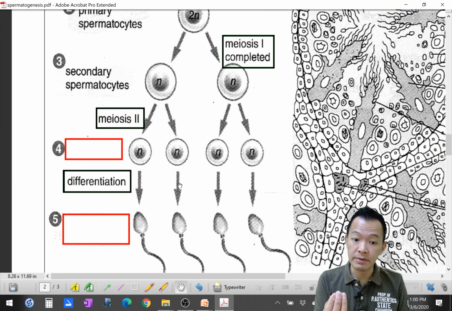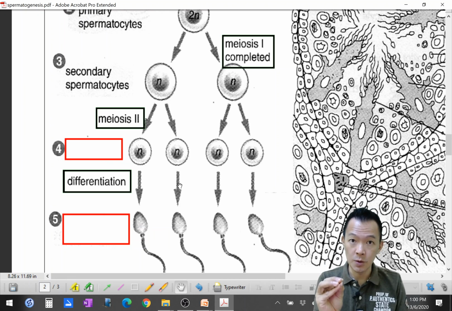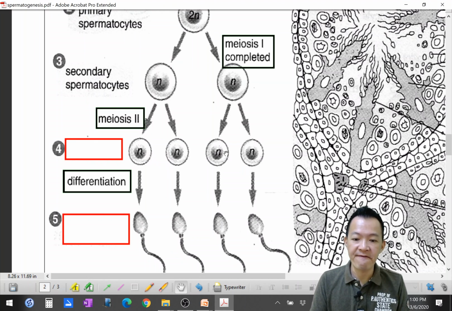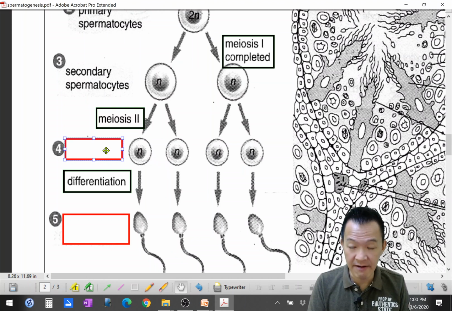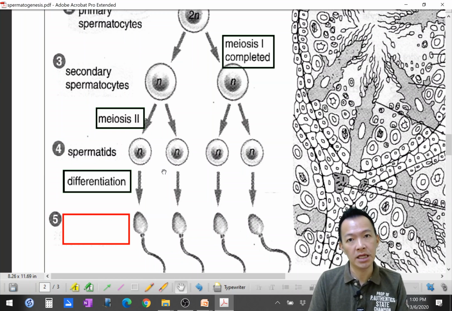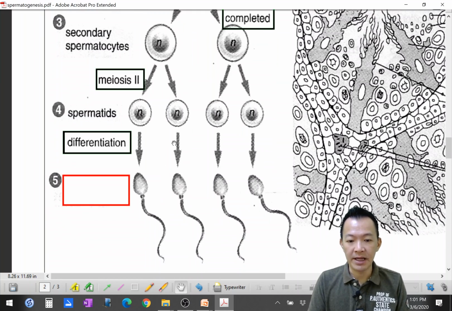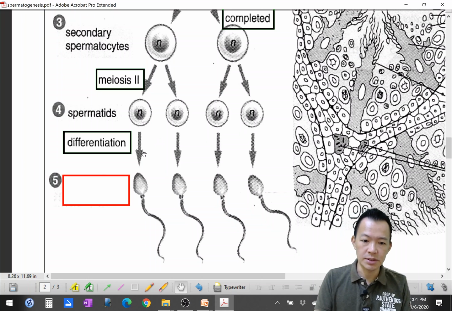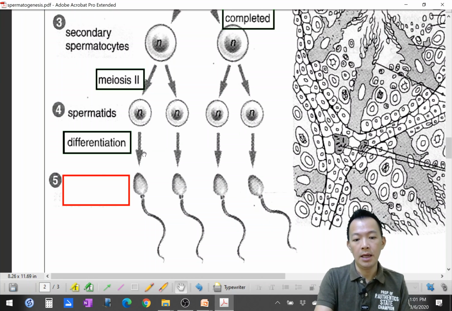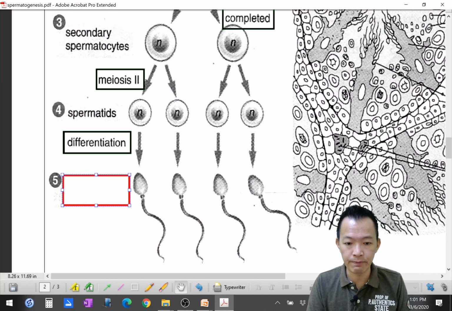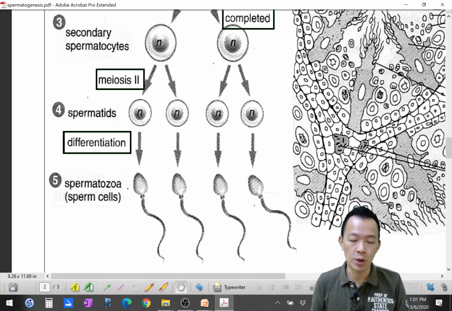The secondary spermatocyte completes meiosis 2, and finally becomes 4 half-ploid spermatids. All the spermatids get nourishment from the satellite cell. They differentiate and become spermatozoa, which is the sperm cell.